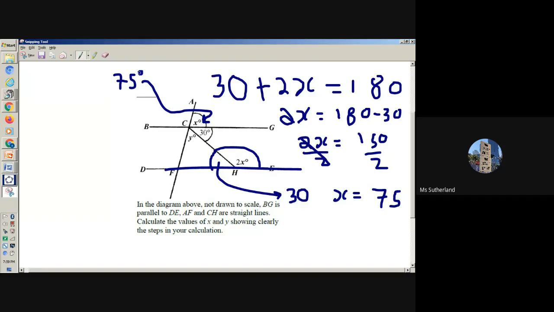Sir, I'm not sure. I thought somebody was saying 30 plus 2x, and if I did it like that I would have gotten the answer, but I did it the other way. Okay, discussing it. All right. How are we going to find y now, class?